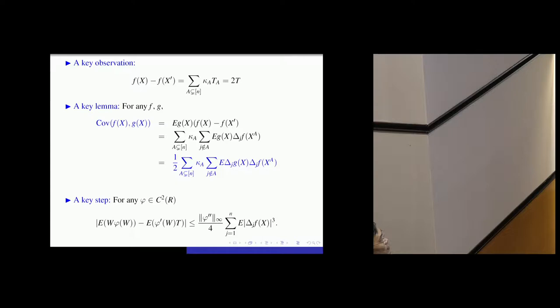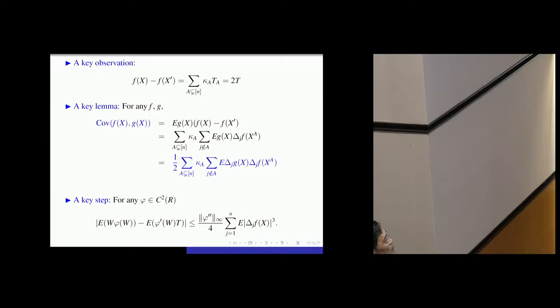So I think the key observation or key lemma is that you write the covariance of two random variables, f(X) and g(X), which of course by definition is just the expected value of g(X) times f(X) minus f(X prime), the independent copy. That's of course the well-known fact. Now the difference can be written as those 2T here, which is exactly equal to κ_A times that guy. Okay, put all those together.